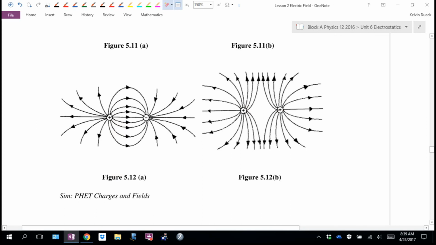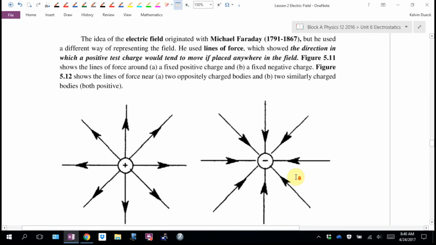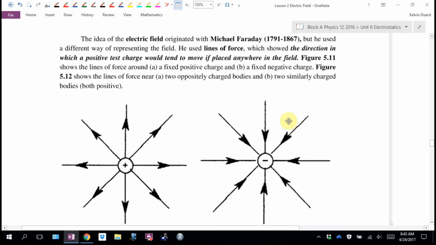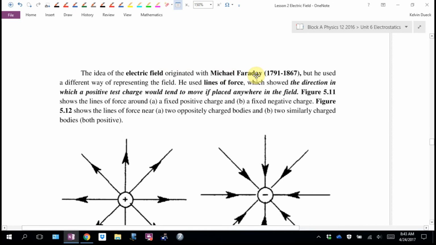Michael Faraday was the one who gave us a lot of our electricity physics. Michael Faraday, great story. I got to pause the video and go on a little bit of a rant here. So I've gone on my little Faraday rant. So the idea of electric field originated with Michael Faraday.